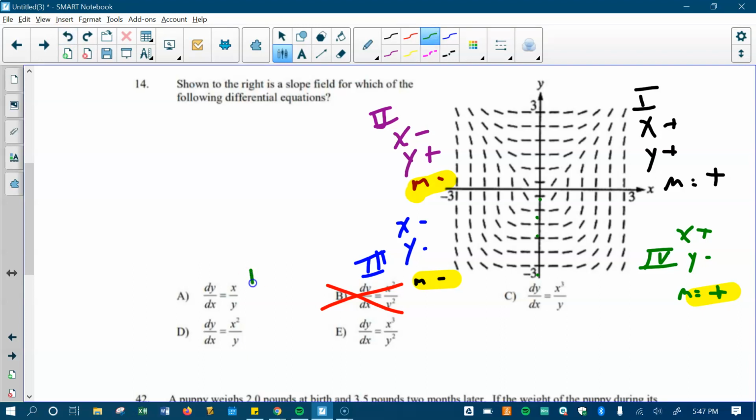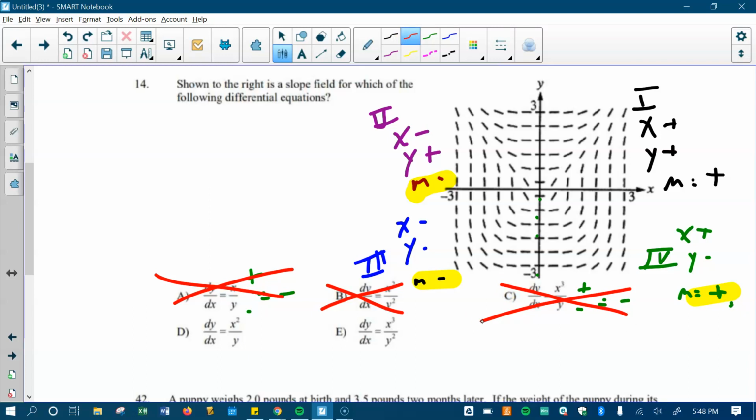So let's go to A, and I told you I would test quadrant 4. I have a positive x value and a negative y value, and I need a positive slope, but a positive divided by a negative is negative, and that goes against what quadrant 4 requires. So A is out. Let's check out C. Again, I have a positive x, which is cubed, which is a positive number. A negative y value goes in, and I get a negative number out. But I'm supposed to have a positive slope out, so C is out.